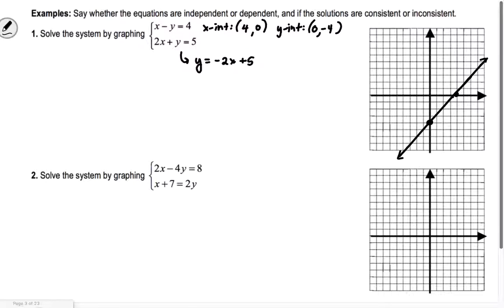So I'm going to go up to 5. 1, 2, 3, 4, 5. And my slope is negative 2, so negative 2 over 1. Got it? So you're going to go down 2, right 1. Down 2, right 1, and so on. Did I hit it? Yeah, I did hit that. And that's the second line.